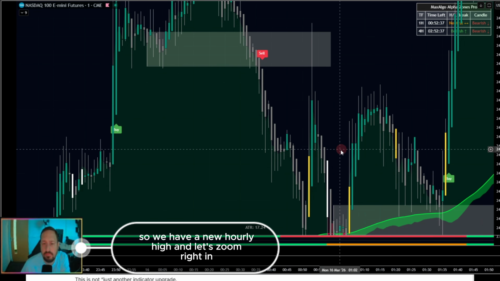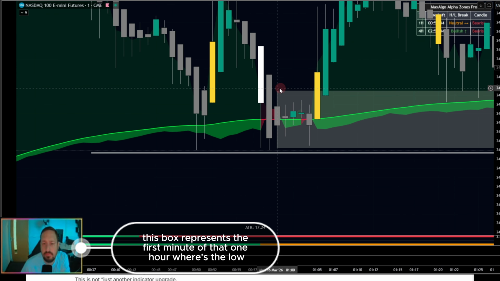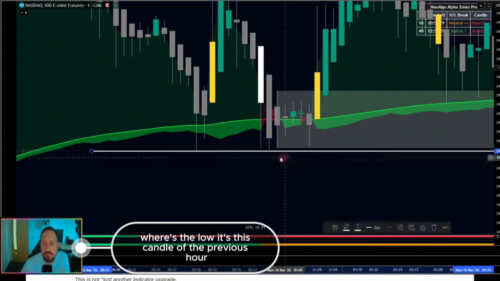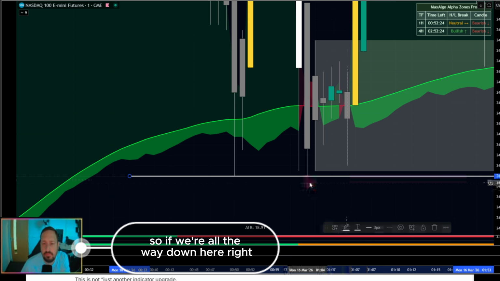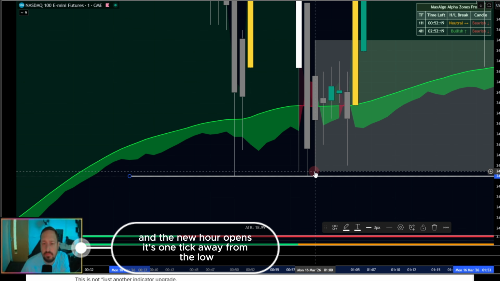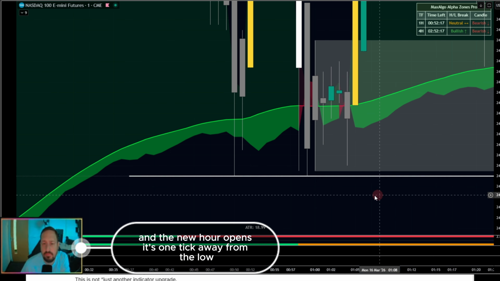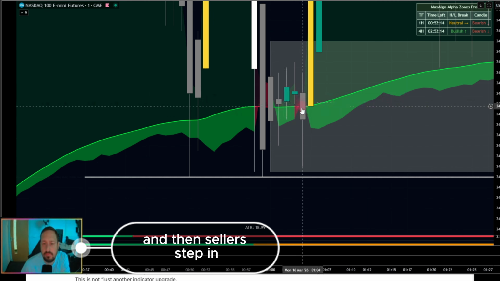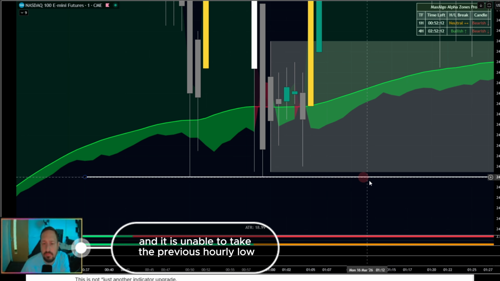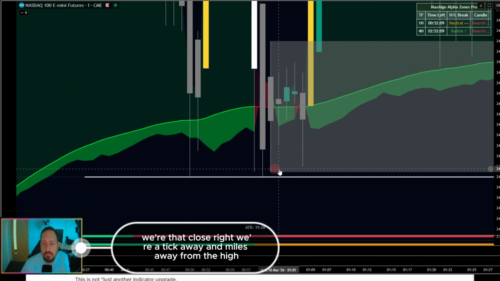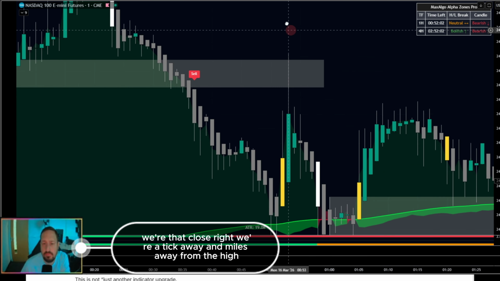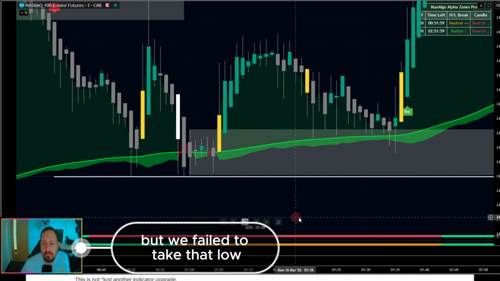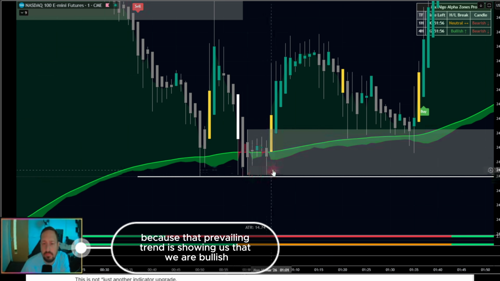And let's zoom right in. This box represents the first minute of that 1 hour. Where's the low? There's the low. It's this candle of the previous hour. So if we're all the way down here, right, and the new hour opens, it's 1 tick away from the low. You can see that it pushes up and then sellers step in, and it is unable to take the previous hourly low. We're that close, right? We're a tick away and miles away from the high, but we fail to take that low because that prevailing trend is showing us that we are bullish.